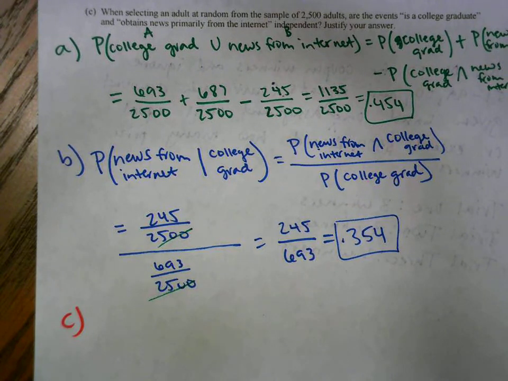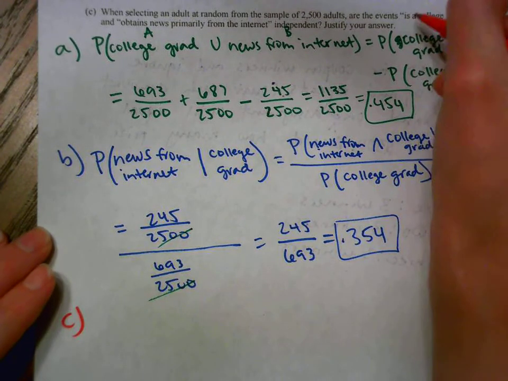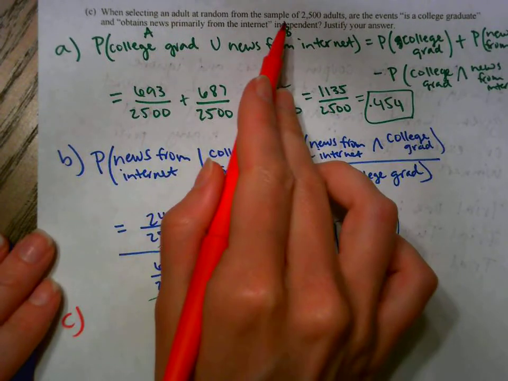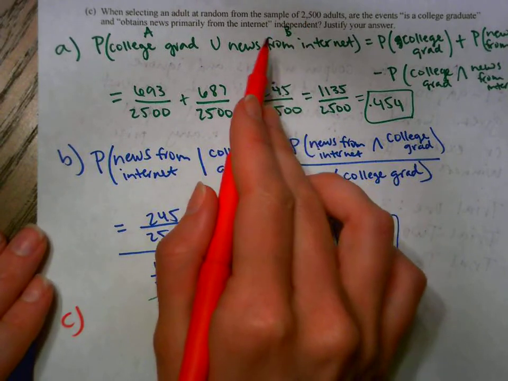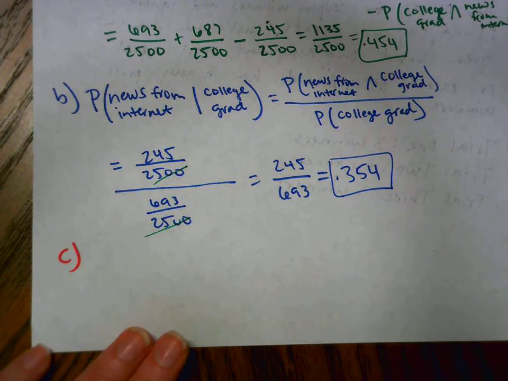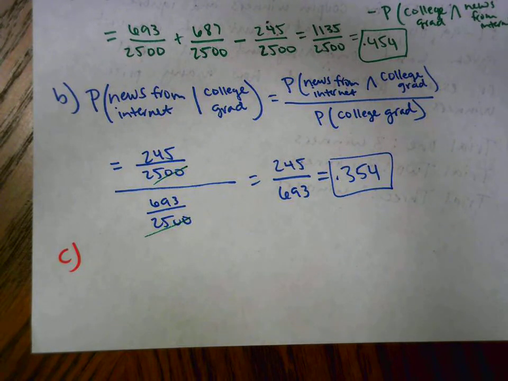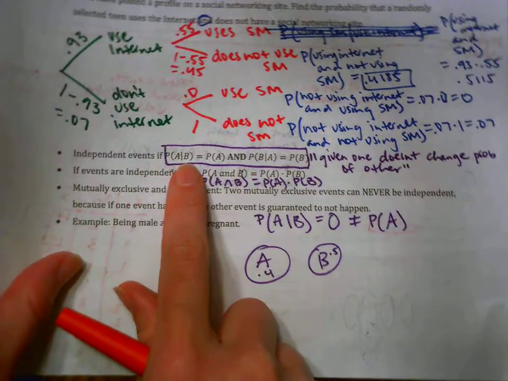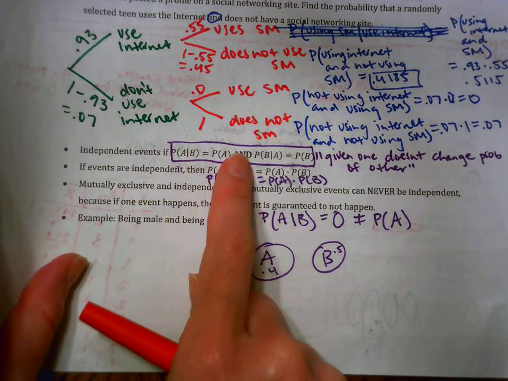And for C, it says, when selecting an adult at random from the sample of 2,500, are the events "a college graduate" and "obtaining news from the internet" independent? So how do we determine independence? Where's my, got too many papers over here. It's given one, it doesn't change the probability of the other.